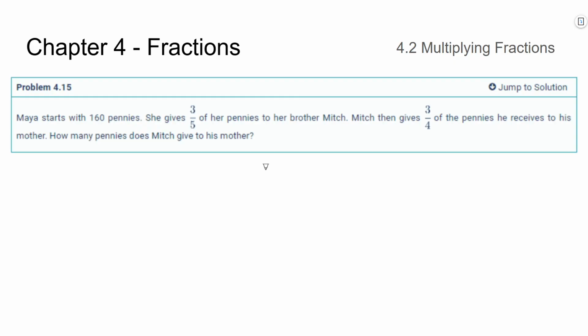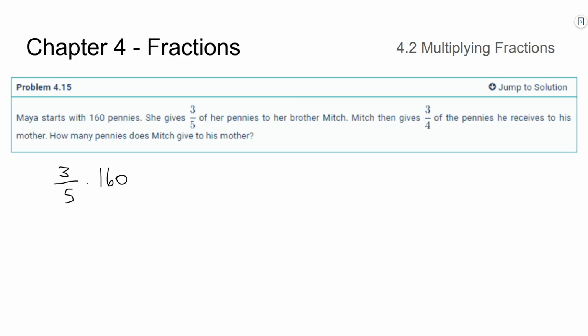All right, so let's take this one step at a time. Maya starts with 160 pennies, and she gives 3/5 of her pennies to her brother Mitch. All right, let's start with that. So 3/5 of her pennies. And how many pennies did she have? 160. So what is 3/5 of 160? Well, that'd be 3/5 times 160.